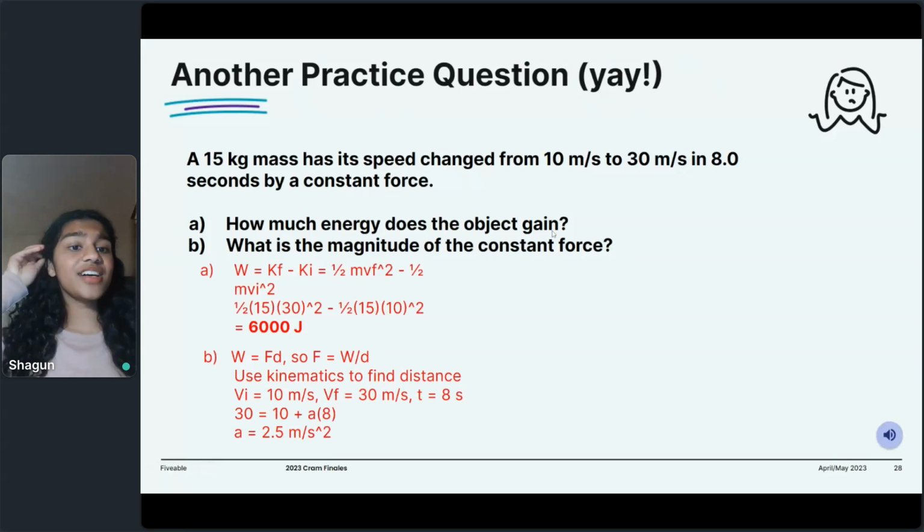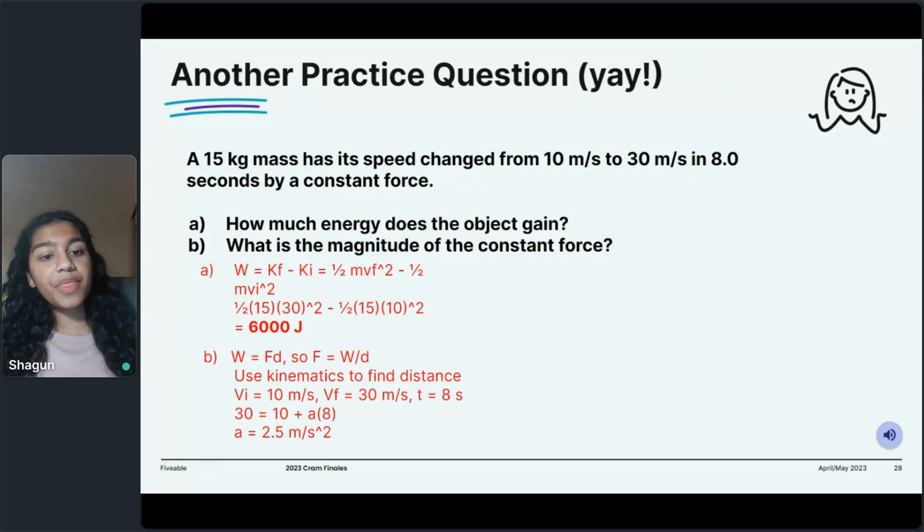All right. So how do you solve part B? Here it requires a little bit more intuition. You want to find the magnitude of the constant force. We know that work is equal to force times distance. So with a little manipulation, the force is equal to the work over the distance. We have the work from part A, but how do you find the distance? Because we only have the mass, the initial velocity, the final velocity, and the time.